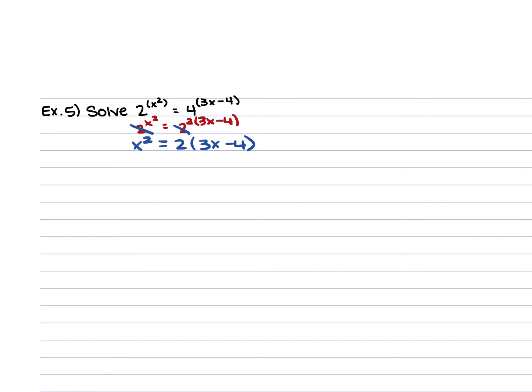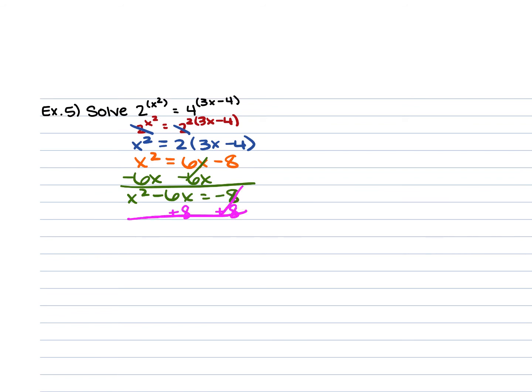Distribute the 2 in there. You have x squared is equal to 6x minus 8. Move your 6x over by subtracting it from each side. We have x squared minus 6x is equal to negative 8. Add your 8 to both sides. We have x squared minus 6x plus 8 is equal to 0.